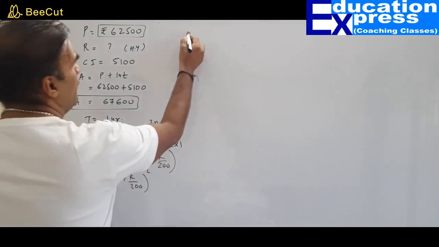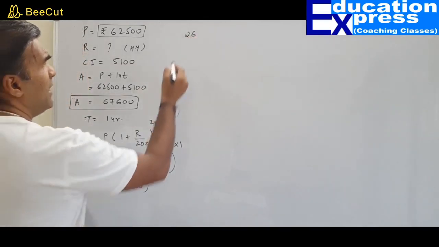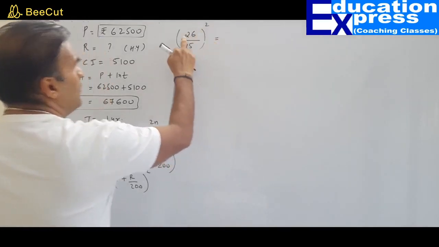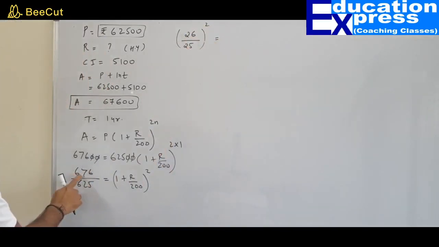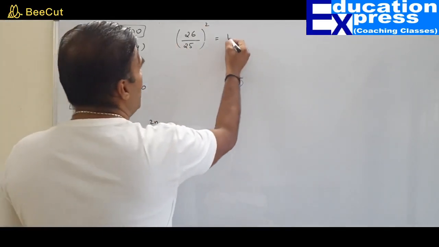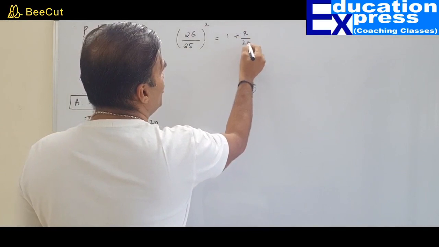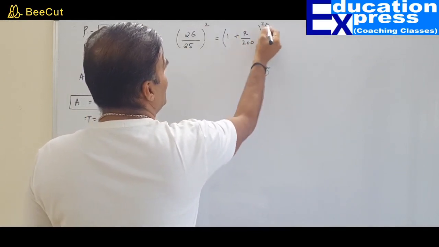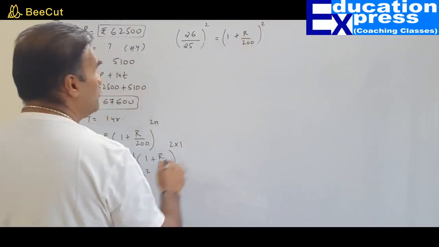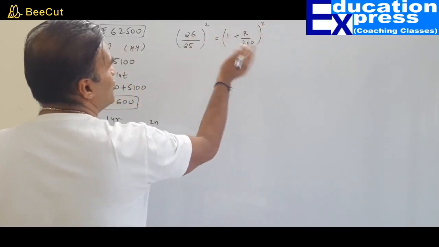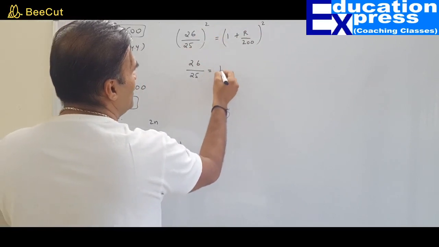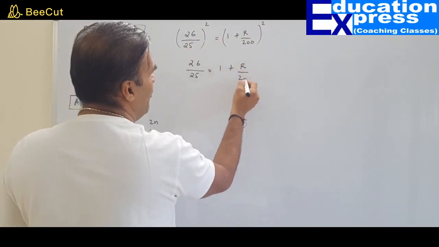676 is a square of 26. 625 is a square of 25. So 26 into 26 is 676, 25 into 25 is 625. 1 plus R upon 200 raised to 2n, so basically not 2n, just 2. If you go to see, this is a square. If you remove that, 26 upon 25 equals 1 plus R upon 200.